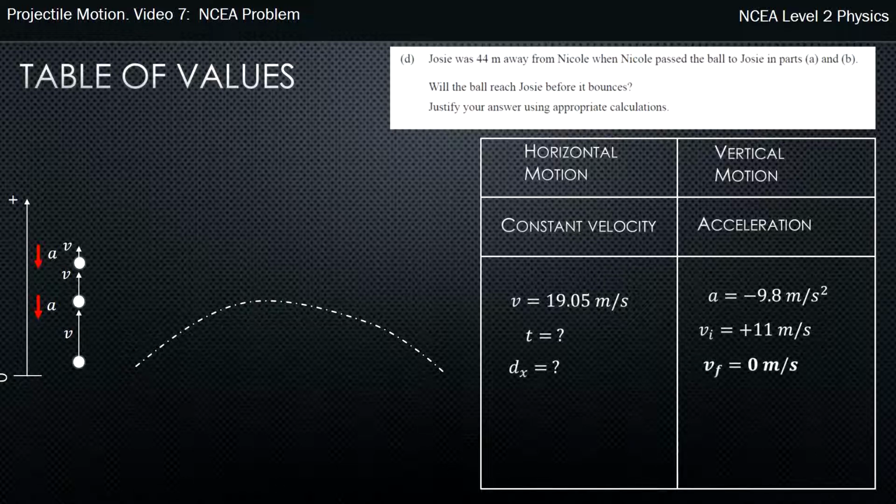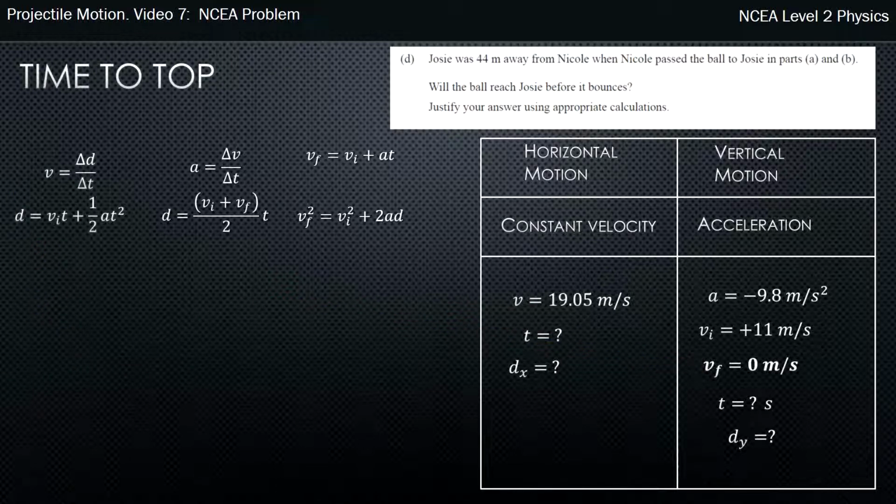Then, a little trick that we did in the last video is I say, what time does it take to get to the top of the motion? At the top of the motion, the vertical velocity is 0 just for an instant. So that's just a little bit of extra information I've got. I don't know how much time that takes to get to the top, and I don't know the distance to the top, and I actually don't care at the moment about the height it goes.